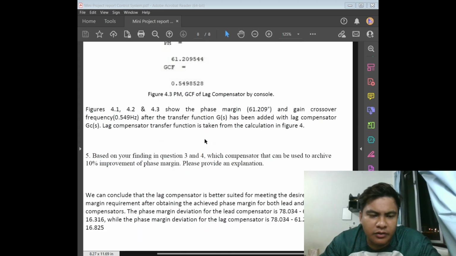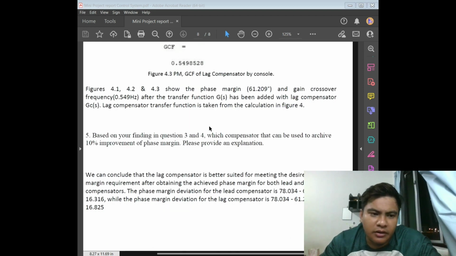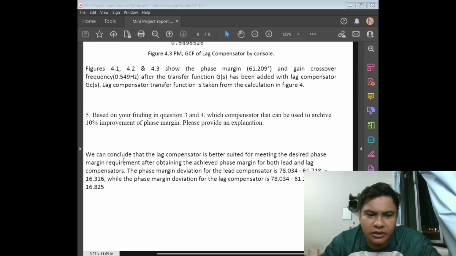And now we move to question number 5. Based on the findings in questions 3 and 4, which compensator can be used to achieve a 10% improvement of phase margin? We can conclude that the lag compensator is better suited for meeting the desired phase margin requirement after obtaining the achieved phase margin for both lead and lag compensators.